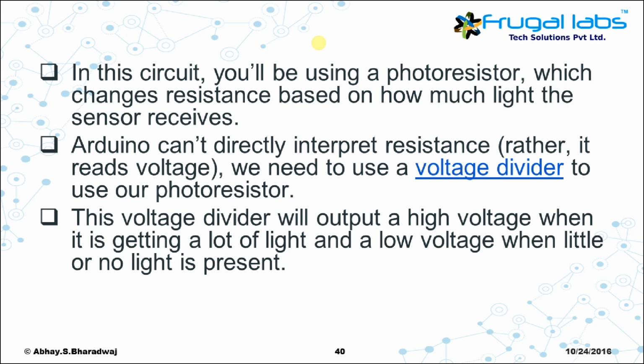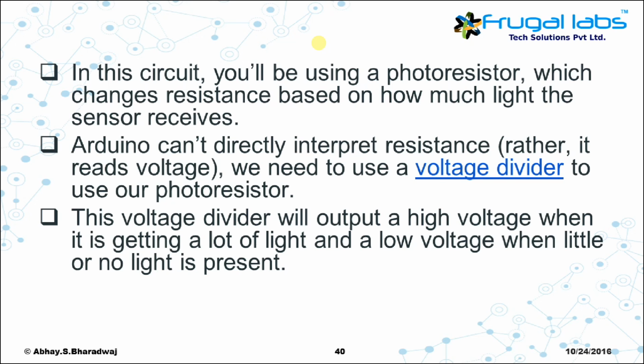In this circuit, you will be using a photoresistor, which changes resistance based on how much light the sensor receives. There is one disadvantage of any microcontroller, and Arduino is no exception. An Arduino cannot directly interpret resistance, so it cannot directly read the change in resistance. Any microcontroller only has the ability to read voltages. So we need to use a voltage divider circuit with a photoresistor to detect the change in voltage.